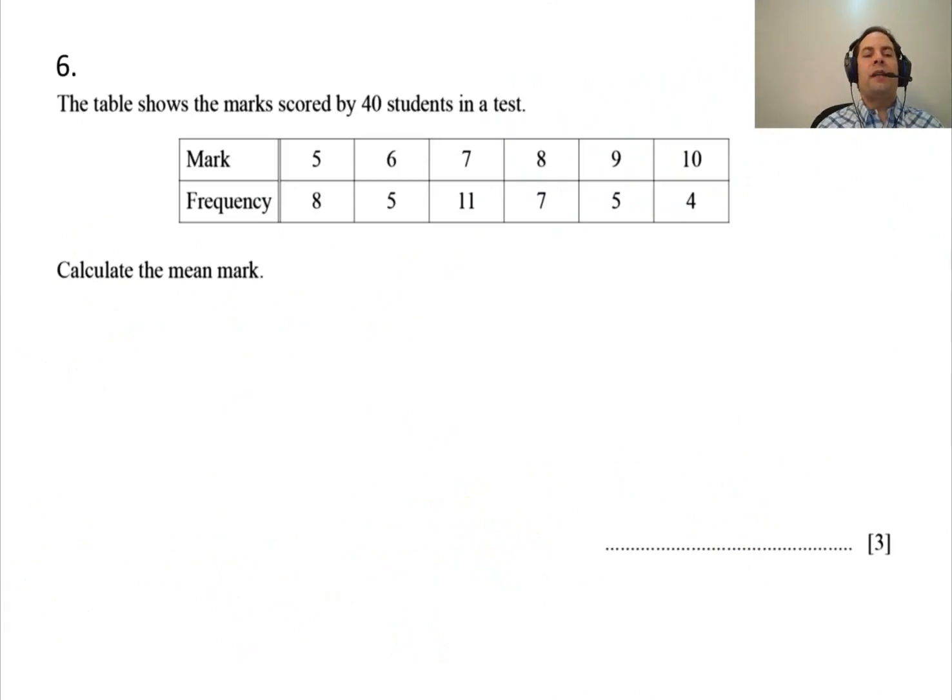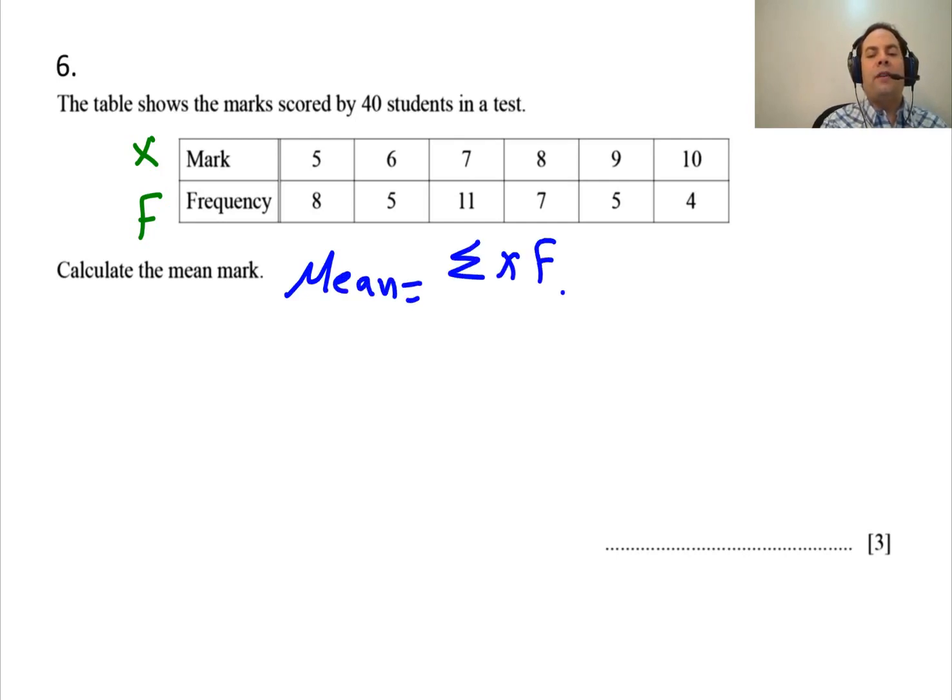Question number 6. A table shows the marks scored by 40 students in a test. Mark and frequency. Mark is X, frequency is F. To calculate the mean, you have to find X times F. The mean, if you memorize it, is the sum of X times F divided by the sum of F. So find the product of X times F.